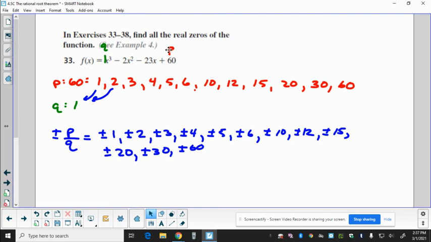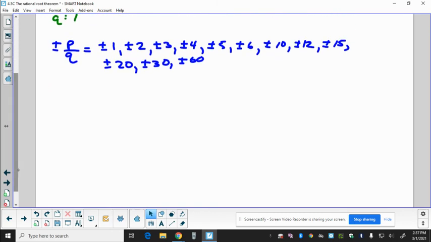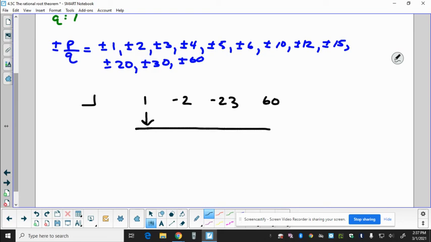Okay, now the next step, now that we know that all of those numbers are possible answers, let's get our coefficients from the original function, and let's set up some synthetic division. So I believe it was 1, -2, -23, and 60. We'll put our possible answer right there. And the 1 drops down, and this will have to be negative 60 there to give us a remainder of 0. So I'm going to try a 3.